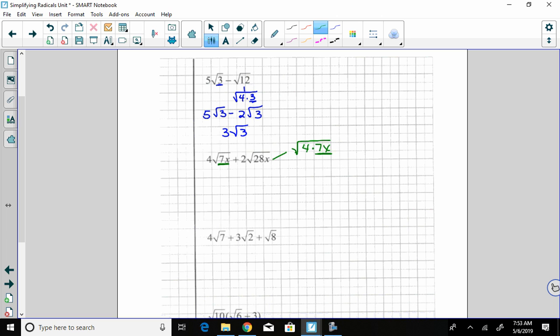So I will have 4 square root 7x plus 2 times the square root of 4 times 7x. Right? But I know the square root of 4 is 2. So I'm going to have my 4 square root 7x here, plus 2 times 2 square root 7x. And we know 2 times 2 is 4, so I have 4 root 7x plus 4 root 7x for a grand total of 8 root 7x.